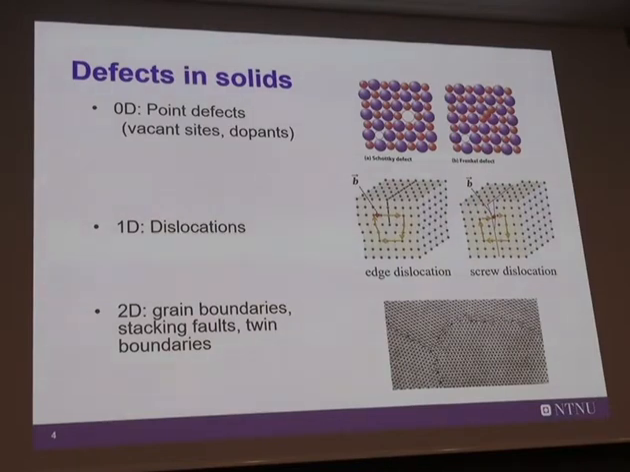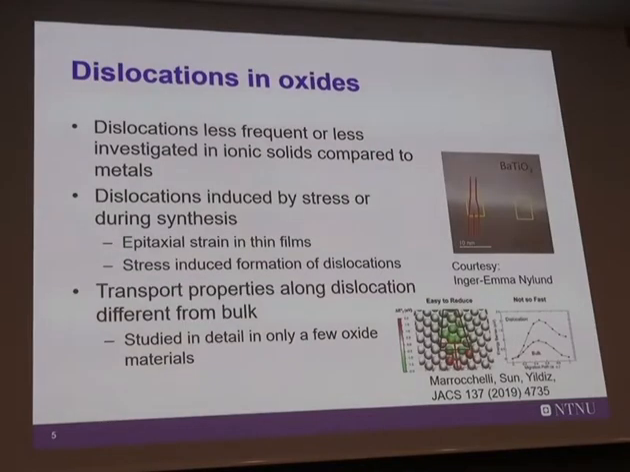That doesn't mean that we understand them very well. Then we also have stacking faults and twin boundaries and other things, which are also two-dimensional in nature. Grain boundaries are also two-dimensional in nature. So this is the type of defects we are talking about in oxides. And all three of them also exist in oxides, but the way we understand them is not necessarily at the same maturity level. So let me start with a few words about dislocations.